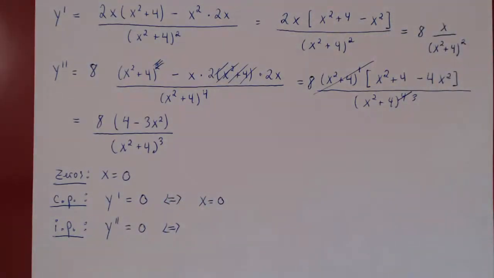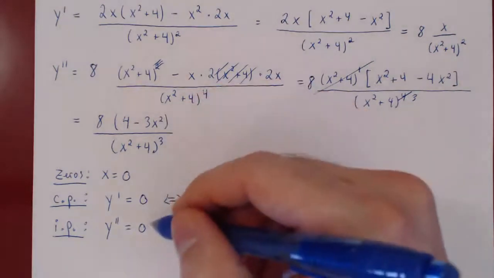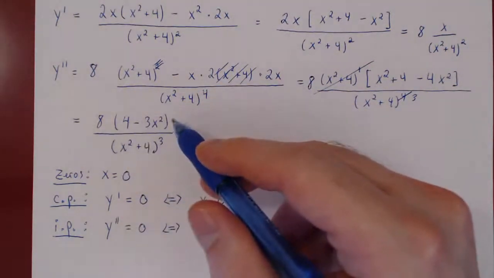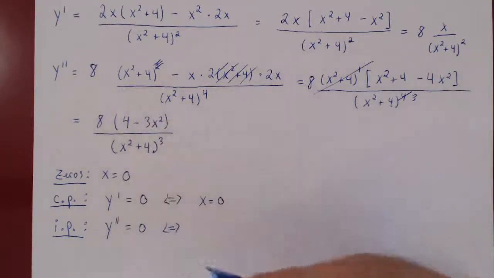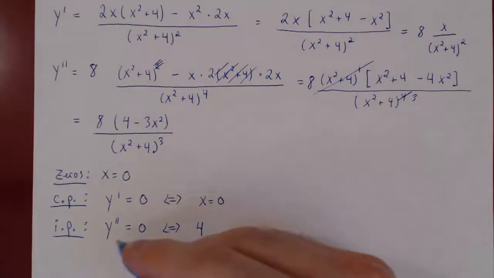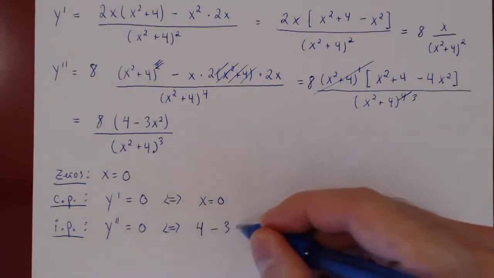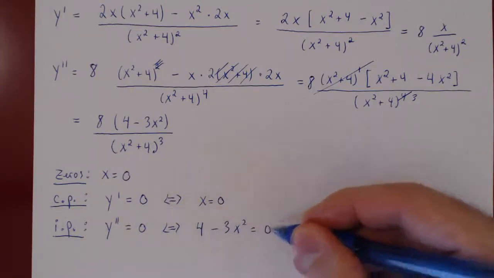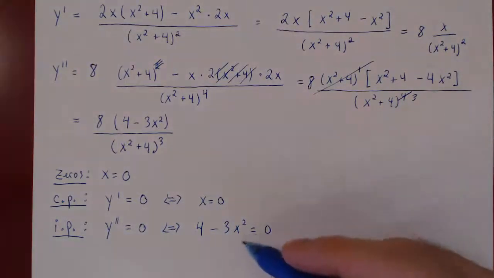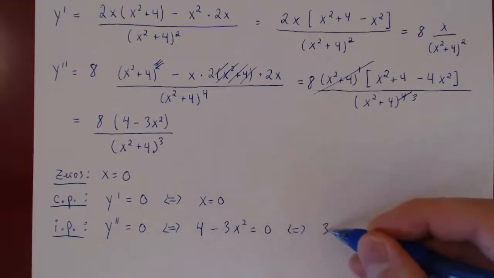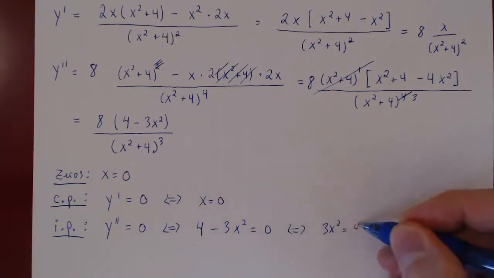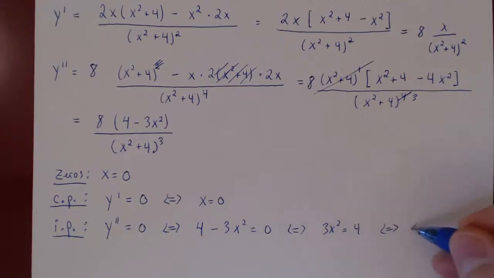But once again, the second derivative is a fraction. It can only be 0 if the numerator is 0. Well, 8 times something is 0 if this term is equal to 0. Therefore, y double prime is 0 if and only if 4 minus 3x squared is equal to 0. Send 3x squared on the other side. So if and only if 3x squared is equal to 4. Divide both sides by 3, so x squared is equal to 4 thirds.